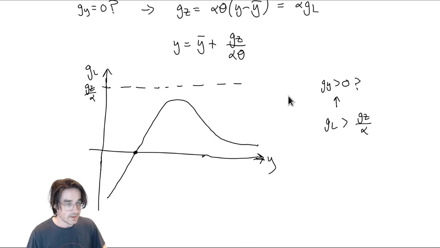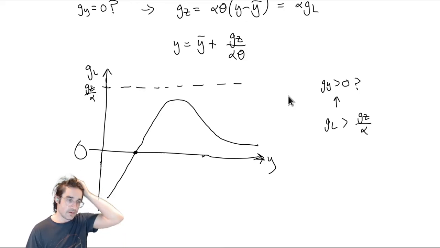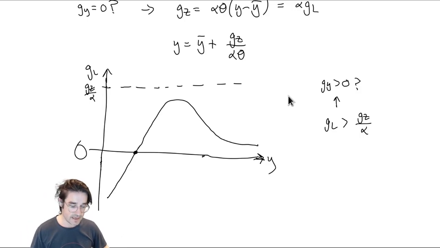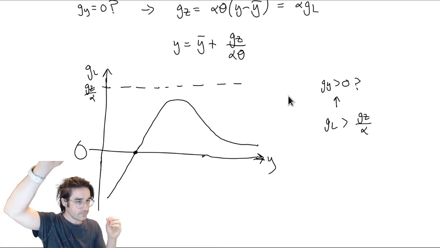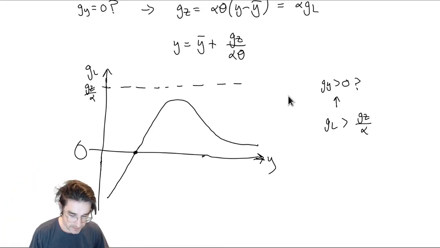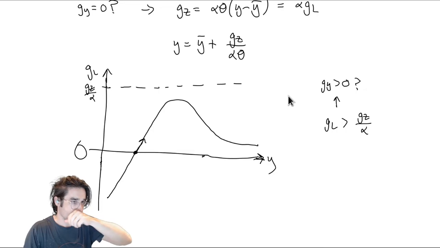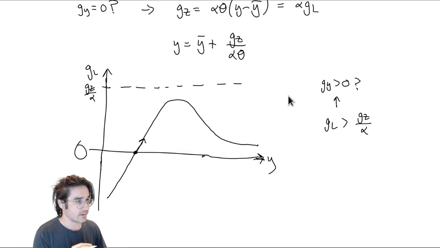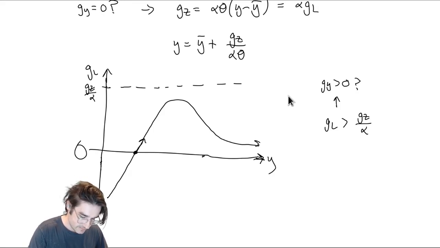Because let's imagine we were at that point where the growth rate of population is zero. Well, what's going to happen? We know that because GZ over alpha is greater than GL, which is zero, L isn't moving, technology is getting better. Then in that case, you're going to see y go up. And when you move, that's still true, because GZ over alpha is way up there. Any point below that dotted line, y is going to be growing.